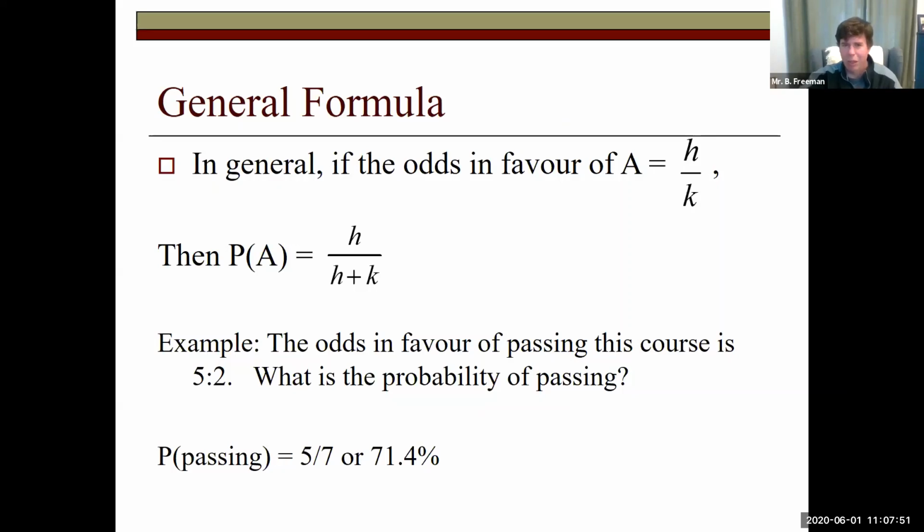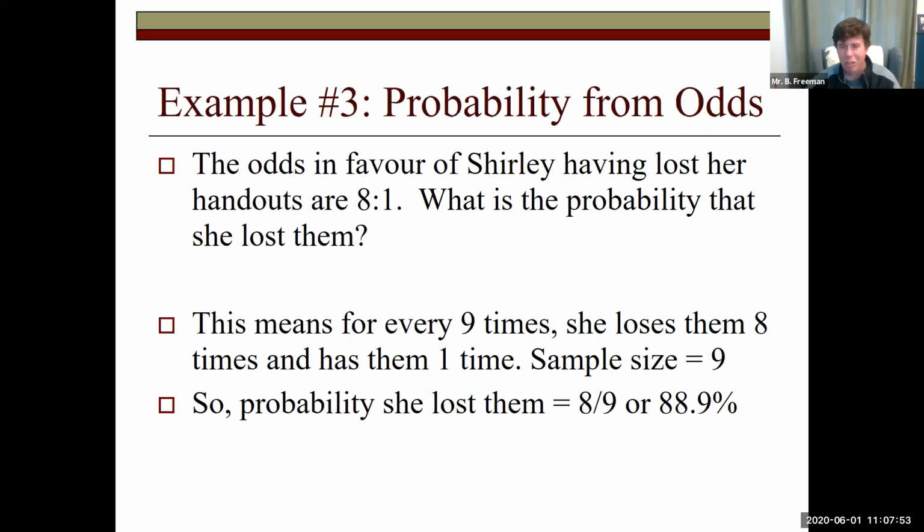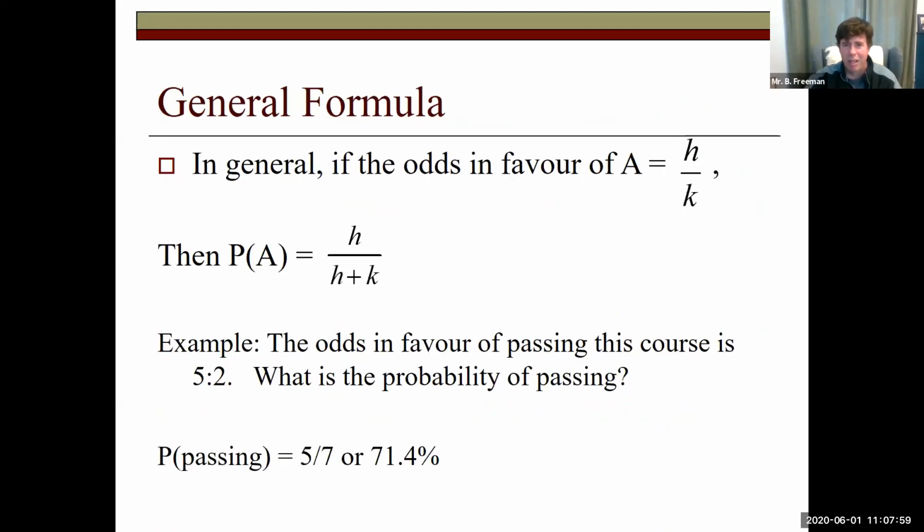What's happening with this whole H + K thing? It's just like going back here. It's just adding the two numbers, 8 and 1. So the whole idea of the H + K is just to figure out your sample size. So what are all possibilities? All possibilities are the number of ways the event happens and the number of ways the event does not happen.